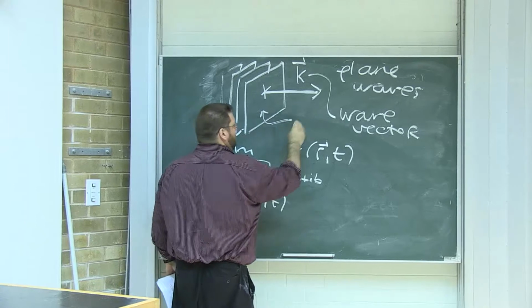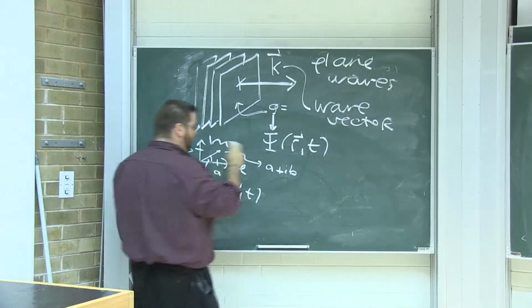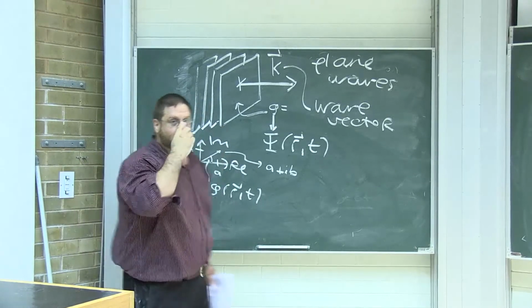So for example, this wave front would correspond to the phase having a particular value. Each of these wave fronts corresponds to the phase having a particular value.